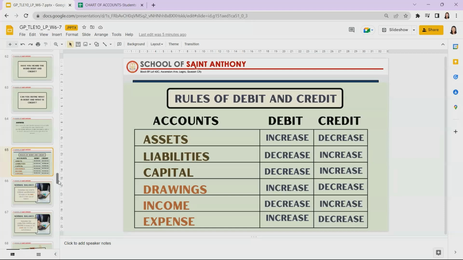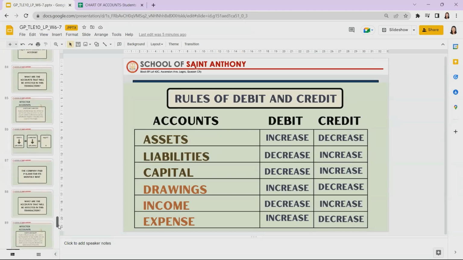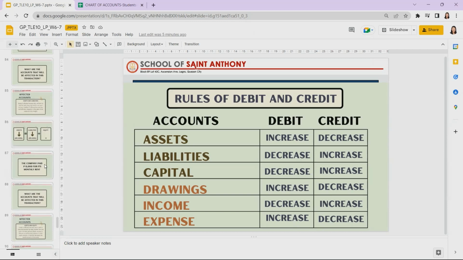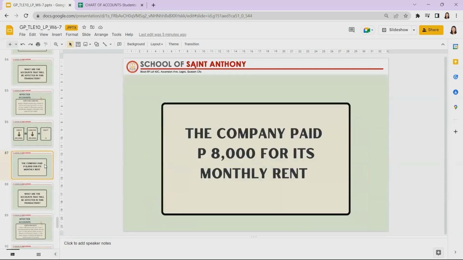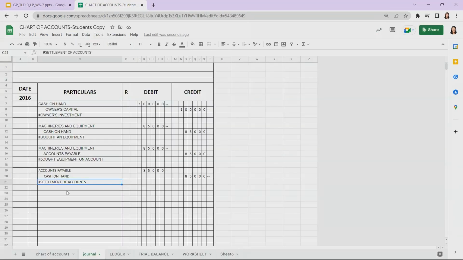Next business transaction. The company paid 8,000 for its monthly rent. So, nagbayad daw. Anong pinangbayad natin? Obviously, pag nagbabayad tayo, ang pambayad natin ay cash. So, ganito, pag nag-journalize kayo, magsisimula kayo dun sa saan mas madaling sagutan. O dito, nakita natin, mas madaling sagutan yung credit. So, lagay muna natin yung credit. So, credit dapat, again, naka-indent. So, cash on hand. Magkano daw yung binayad mo? 8,000.